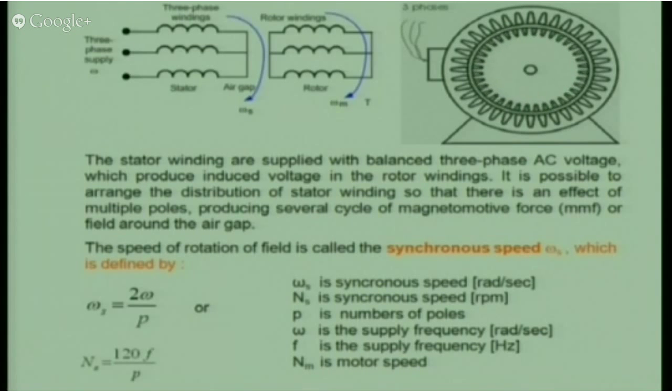Omega s is the synchronous speed in radian per second, Ns is synchronous speed in rpm, p is the number of poles, omega is the supply frequency in radian per second, f is the supply frequency in hertz, and Nm is the motor speed. Kahi kahi jagah par Nm nahi likhe, N bhi likhte hain, it is the motor speed.